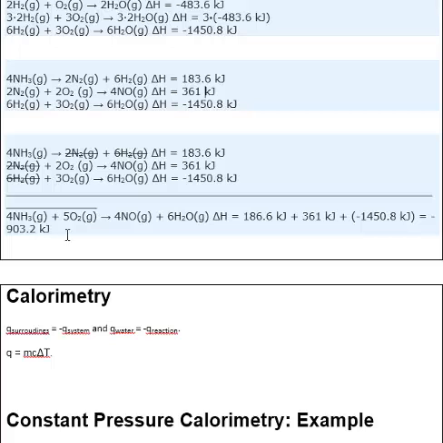And then finally here, 4 NH3 gas plus 5 O2 gas goes to 4 NO gas plus 6 H2O gas. Delta H equals 183.6 kilojoules plus 361 kilojoules plus negative 1,450.8 kilojoules equals negative 903.2 kilojoules.